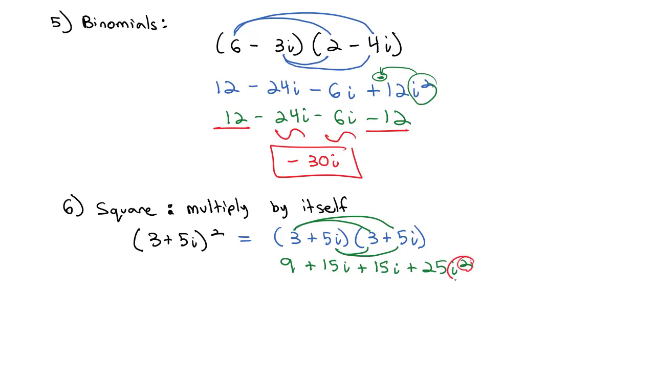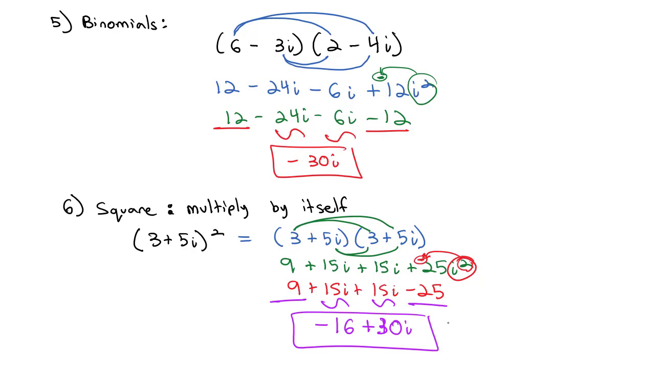Again, the i squared is going to make the whole thing change its sign. It's going to be a negative. So we've actually got 9 plus 15i plus 15i minus 25. And so when I combine like terms, the real parts, 9 minus 25 is negative 16. 15i plus 15i is positive 30i. Now I've got my solution to squaring my complex number.